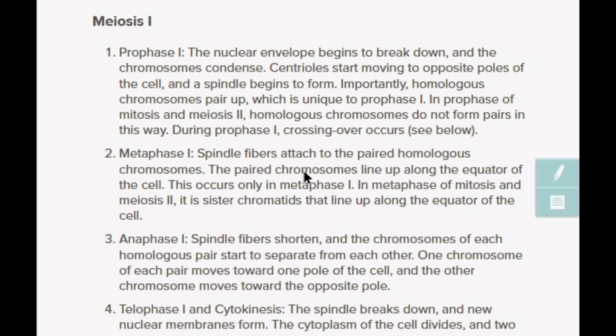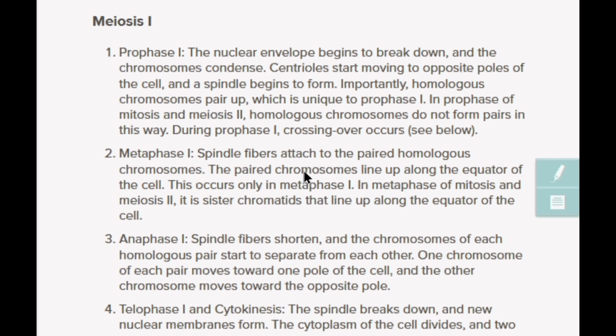Metaphase I: spindle fibers attach to the paired homologous chromosomes. The paired chromosomes line up along the equator of the cell. This occurs only in metaphase I. In metaphase of mitosis and meiosis II, it is sister chromatids that line up along the equator of the cell.